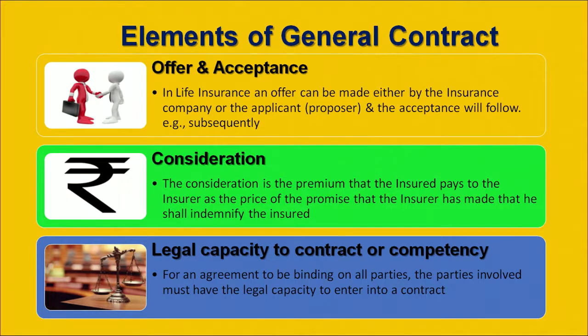The third essential for an insurance contract is legal capacity to contract, or competency. Now, what do we mean by this? It means that for this contract to become operational and valid, it should be legal, or the person should have legal capacity to contract. So we cannot have a kid entering into a policy or buying a policy. There are certain conditions which explain the legal capacity. So the person buying the insurance, or the proposer, should be 18 years of age. He should be an adult. He should be of sound mind. And he should not have been involved in any criminal case, or he should not have any criminal background.